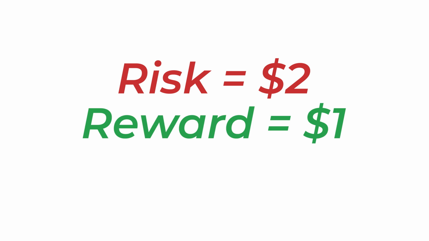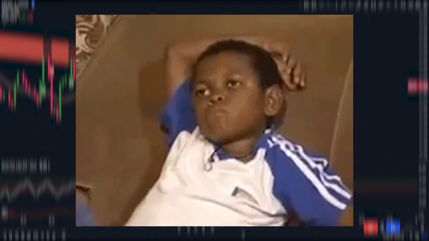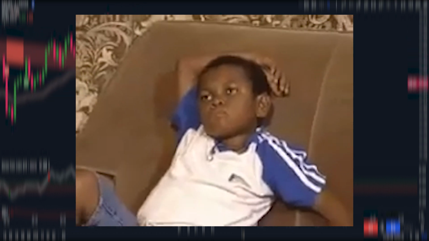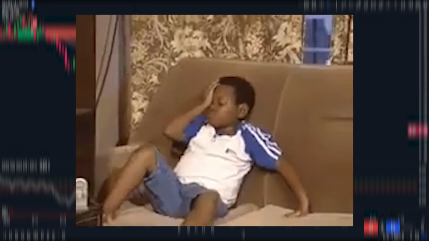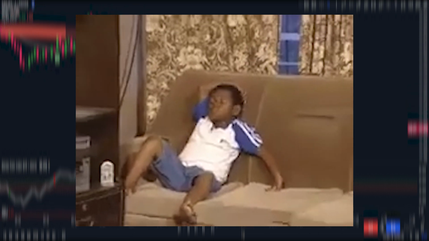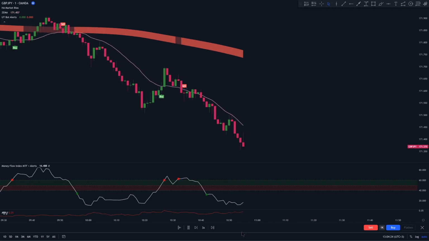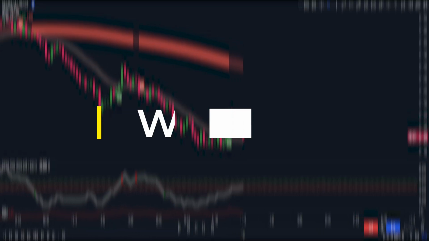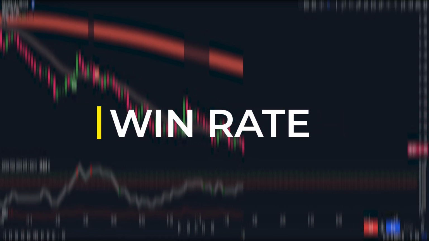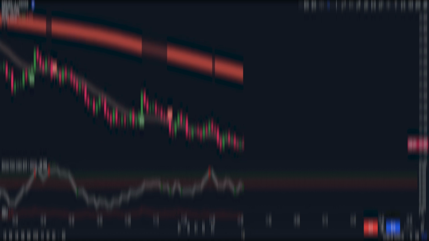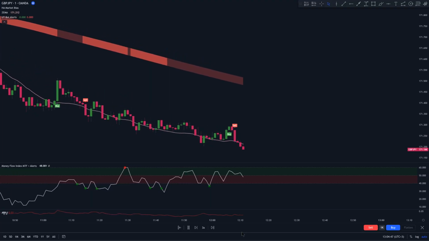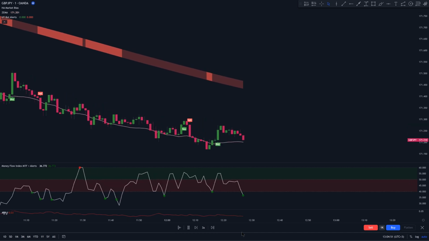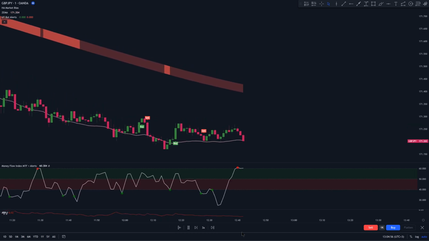Now, you may be thinking, that is a very stupid strategy. In fact, it's a losing strategy. How can you risk $2 every time only to make $1 and expect to make money? You see, the thing that makes this strategy super profitable is the win rate. Even though we're gonna be risking more than we're making every single time, the win rate of this strategy is so high that all the losses from individual trades are gonna be covered in the long term.